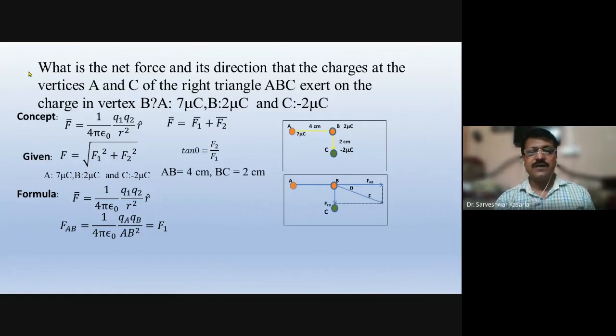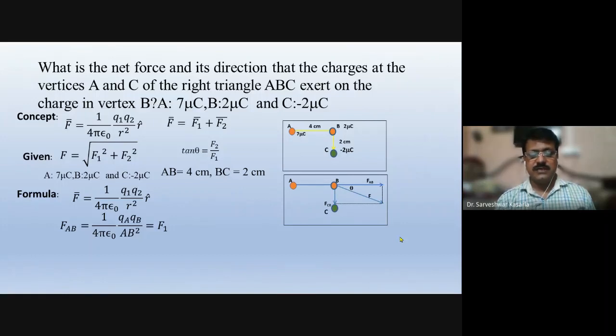So this is the diagram where one can show. So this is the force AB, that is force acting on B due to A, and this is the force acting on B due to C. So this is the attractive force because these charges are opposite in sign, and this is repulsive force because these two charges are of same sign, that is plus charges, and the resultant force will be addition of these two forces, and that will be given by F, which makes an angle theta with the horizontal.